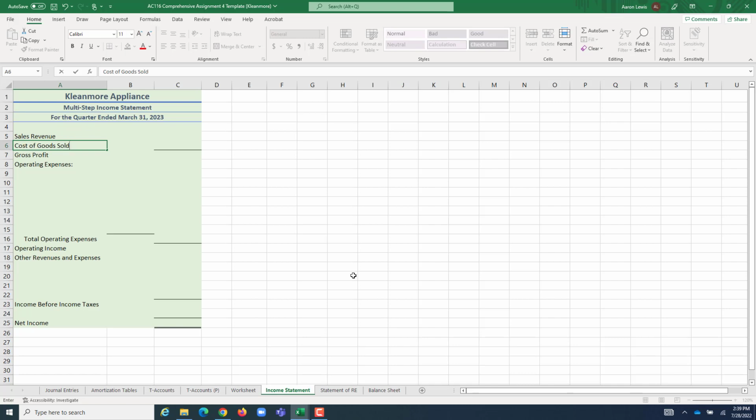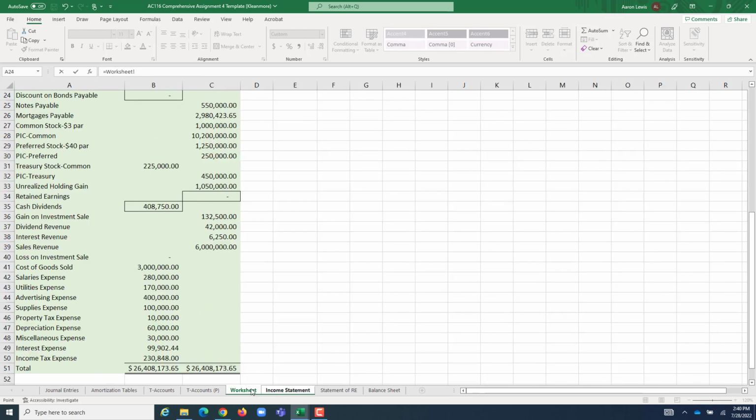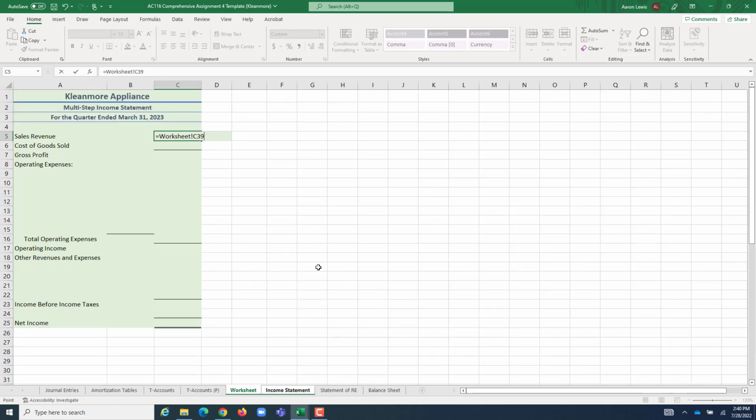So if I go to our worksheet and I find the numbers for that, I should be able to find out what our gross profit is. I'm going to put this in the rightmost column. I'm starting with sales revenue. I go to the worksheet, and I see here that we had $6 million in sales revenue during the period. So I'm going to enter and bring that number on over.